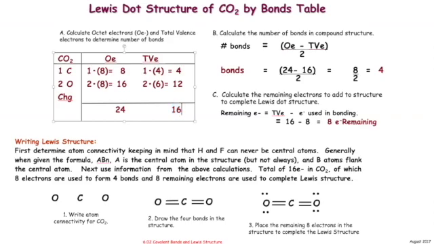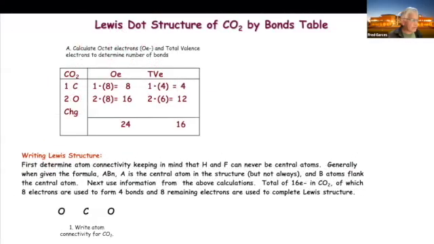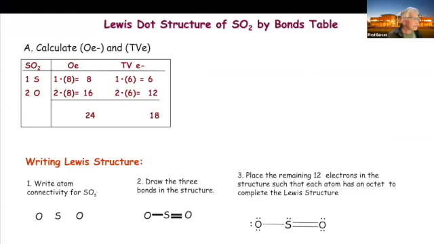Okay, so let me show you another one. This was sort of simplistic, but let me show you another one so that it makes sense. Let's take a look at this one right here. This is sulfur dioxide. Again, remember that sulfur dioxide has 1 sulfur. That's why I put it right here. And 2 oxygens.